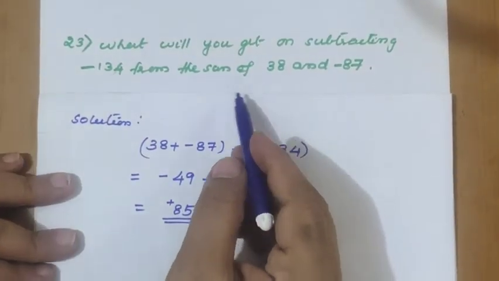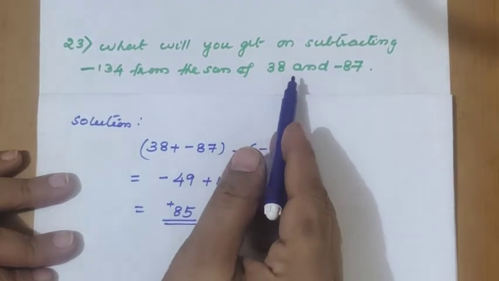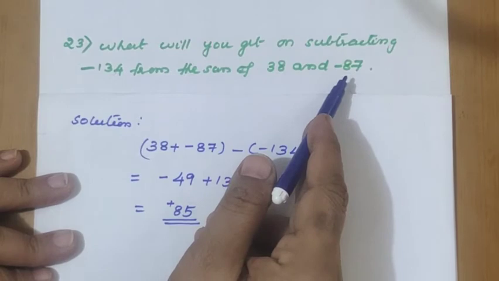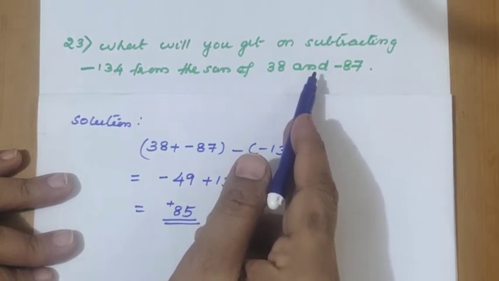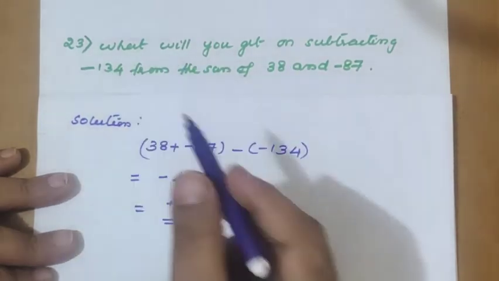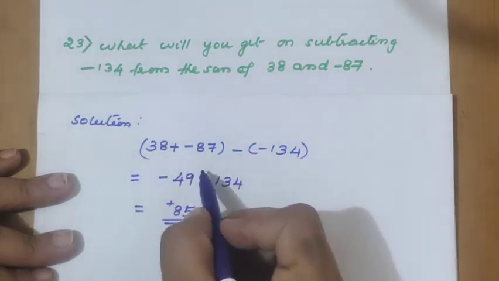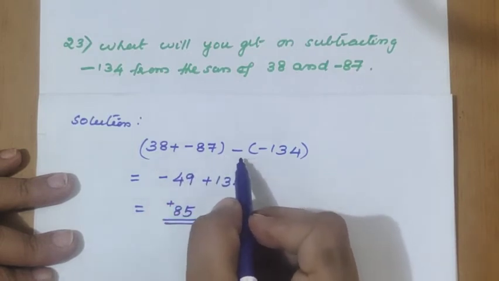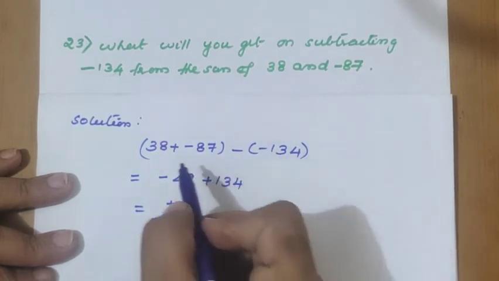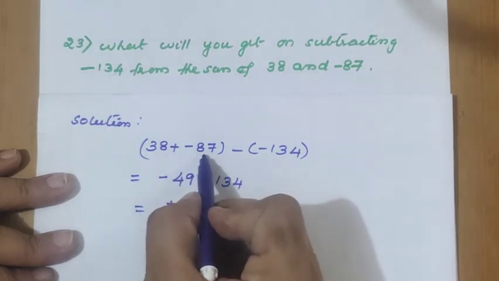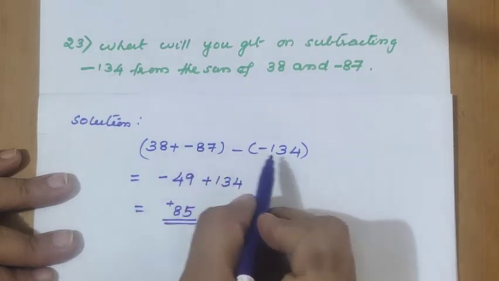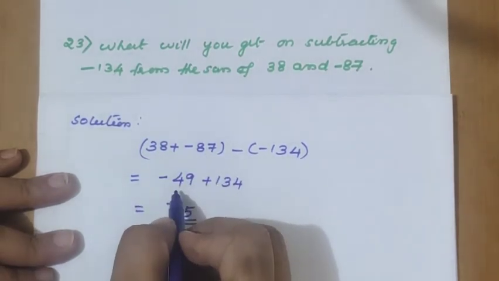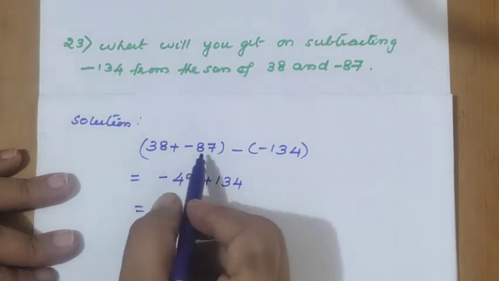What will you get on subtracting minus 134 from the sum of 38 and minus 87? So from the sum of 38 and minus 87 means we should first simplify this part, then subtract minus 134 from that. So according to the question, we can write 38 plus minus 87 minus of minus 134. That means the sum of 38 and minus 87 we must do. From this we have to subtract minus 134.